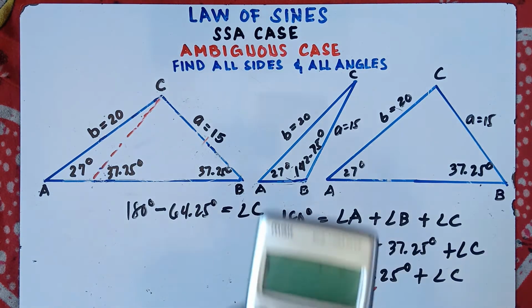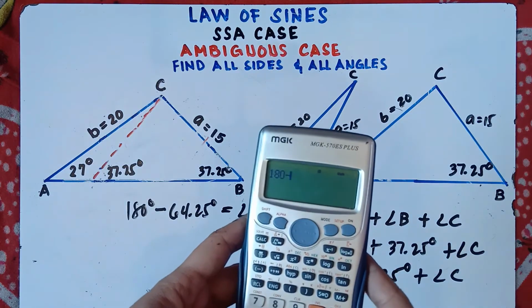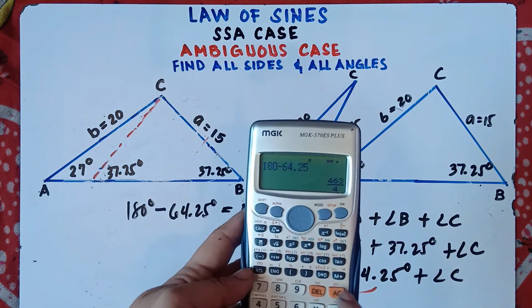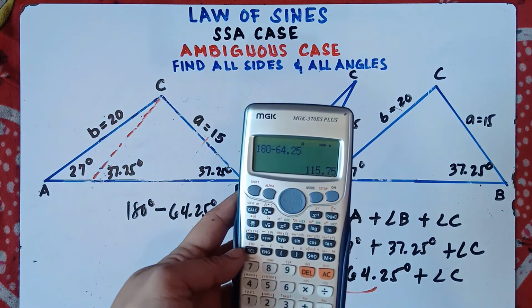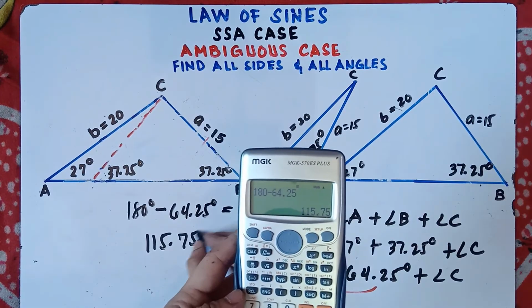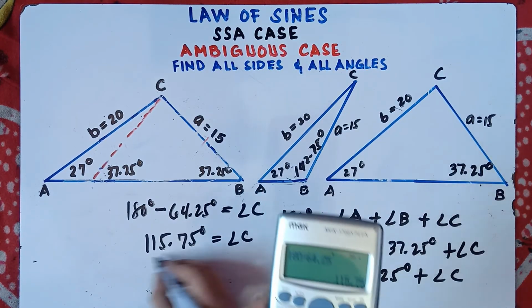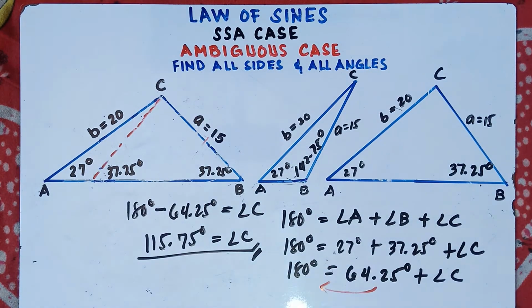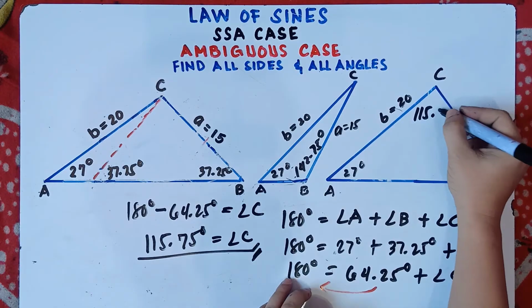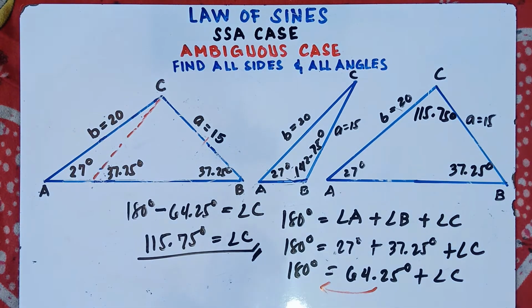So subtract 180 degrees minus 64.25. Let's ignore the degrees first. This will be 115.75. So 115.75 degrees equals angle C. That's it, class. That's the measure of angle C, 115.75 degrees. So let's find this angle.